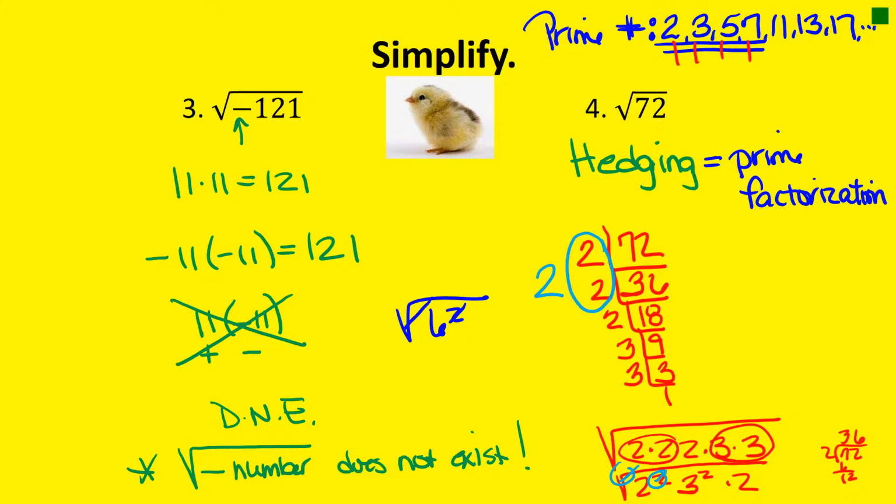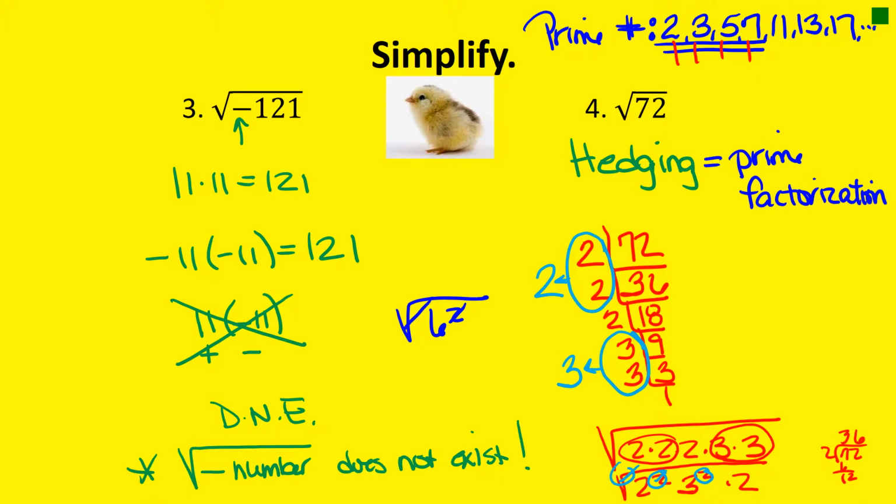Here's the shortcut. I'm going to circle those two 2's and say the square root of 2 times 2 is 2. Here's a 3 squared. The square and the square root cancel, so it brings out a 3. So here's a 3 times 3. That brings out a 3. That one little 2, it is not with a buddy. It is not a perfect square, so it stays inside.